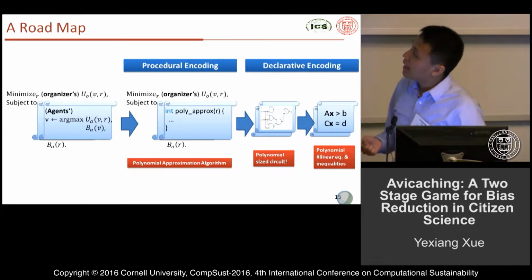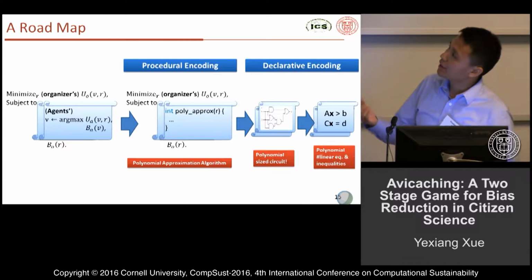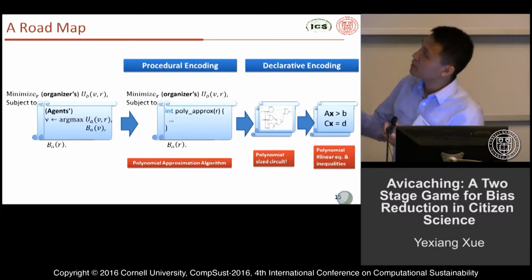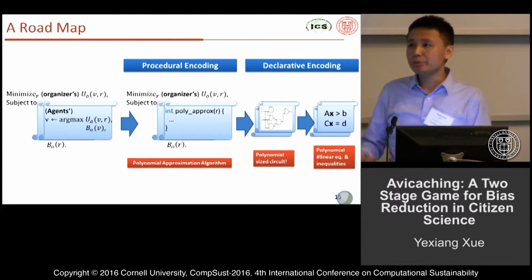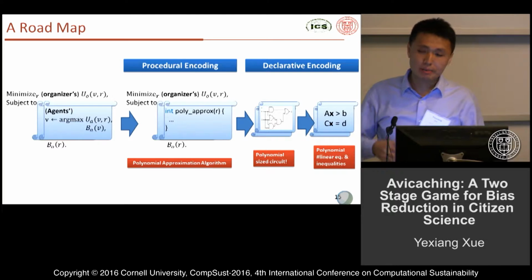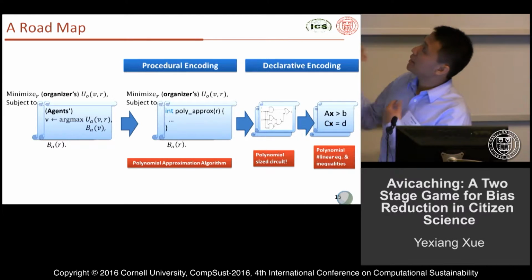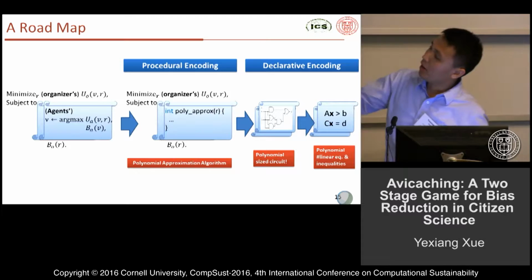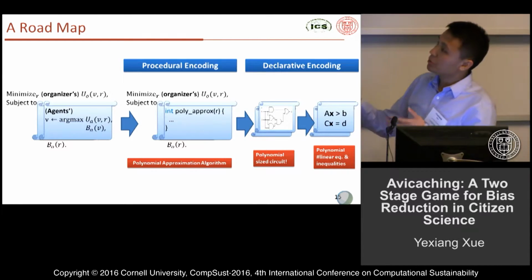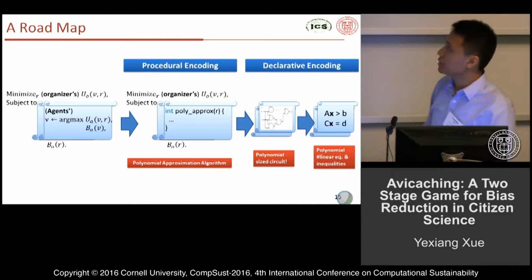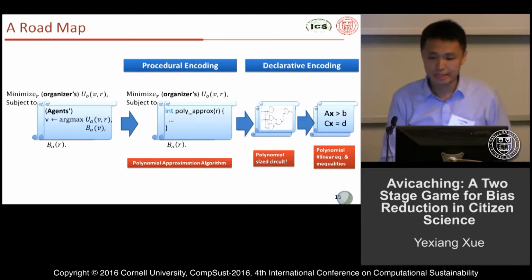In our case, we actually develop a new approach, and the approach is by a change of knowledge representation. We actually rewrite the agent decision process from a procedure encoding into a declarative encoding. And in our specific example, in the agent model we consider, we're able to represent the agent decision process using a set of linear constraints.